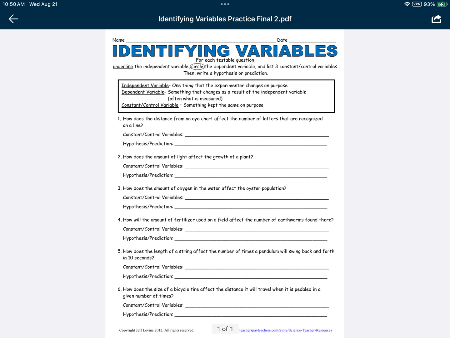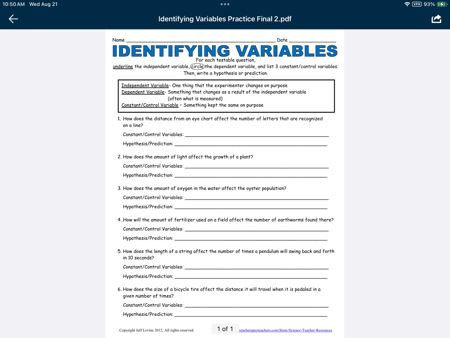Okay, so this is practicing identifying variables. It's pretty self-explanatory. You're going to be underlining the independent variable and circling the dependent variable and then listing some controls or constants. Remember, the controls and constants are things that you're going to keep the same throughout the experiment. Okay, so let's look at the first one. How does the distance from an eye chart affect the number of letters that are recognized on a line?